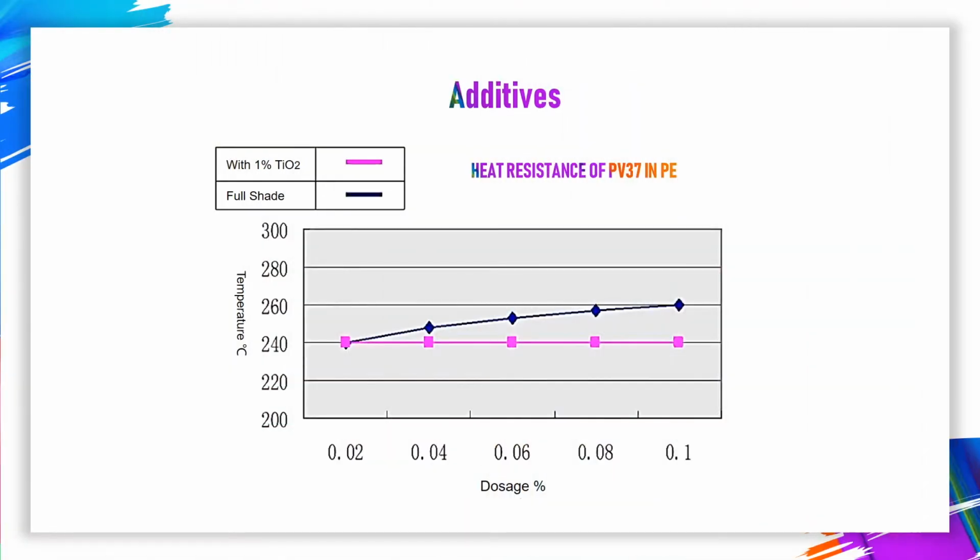For example, titanium dioxide is often used to adjust the color or increase the opacity of products. Some pigment mixed with titanium dioxide results not only in color shade change, but also heat resistance change. The figure below shows the heat resistance of pigment violet 37 decreased significantly after adding titanium dioxide. Clearly, when mixed with it, the performance of PV37 is weakened.